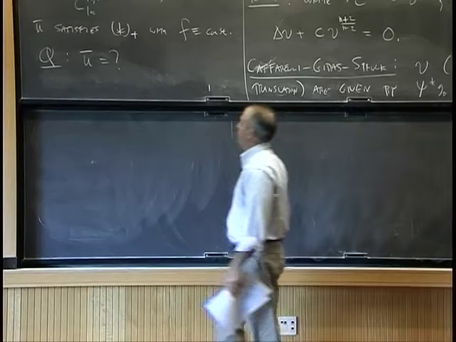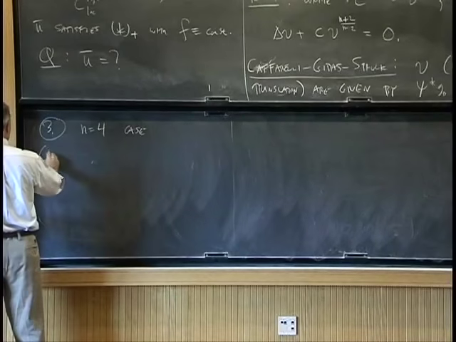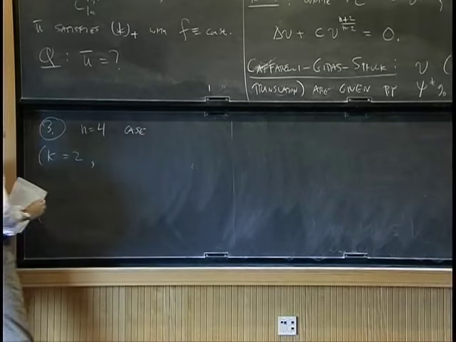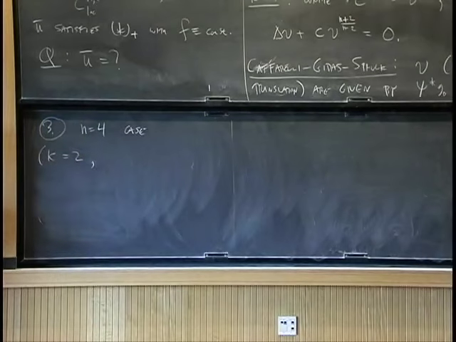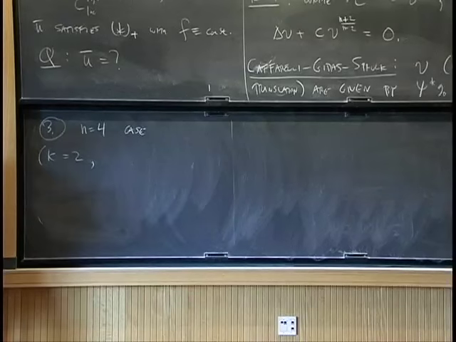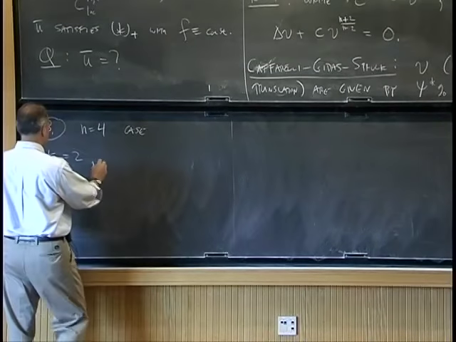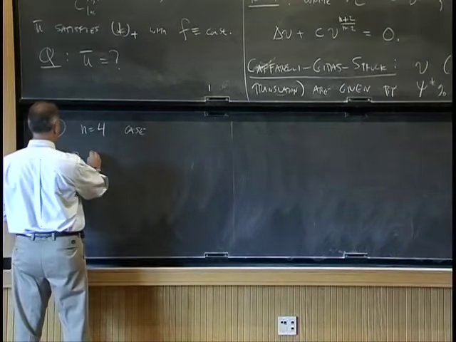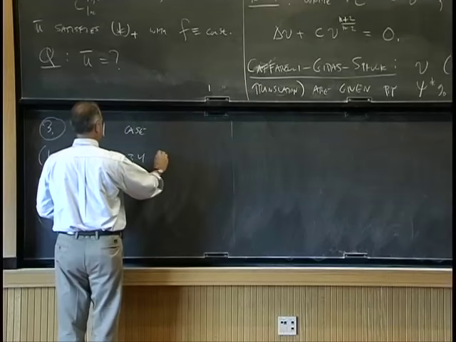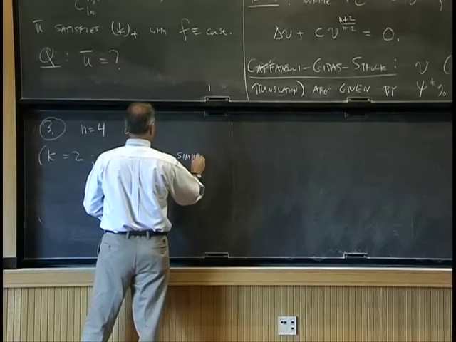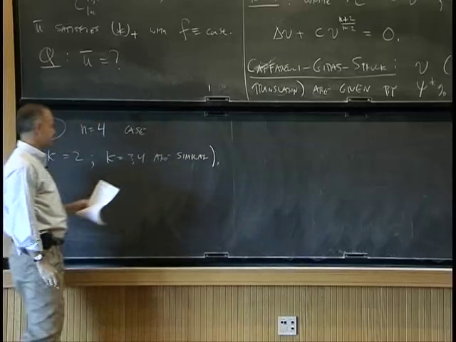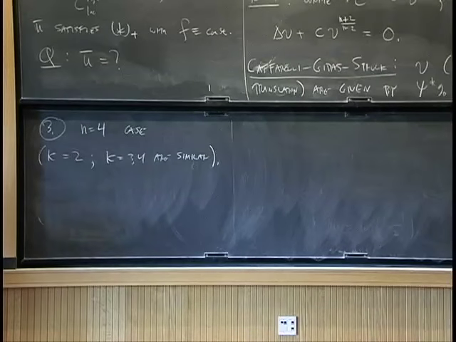Okay, so the n equals 4 case. As I mentioned, I'll concentrate on k equals 2. The algebra is a little bit easier, and it's also easier to explain the key result that this is going to rely on. And then afterwards, I'll indicate the cases with k greater than or equal to 3. I say similar, but that's actually pretty misleading, but you'll see what I mean by that later.